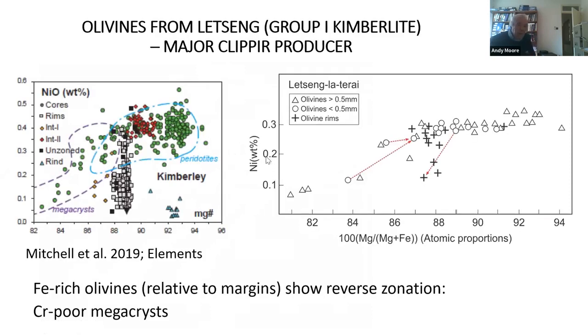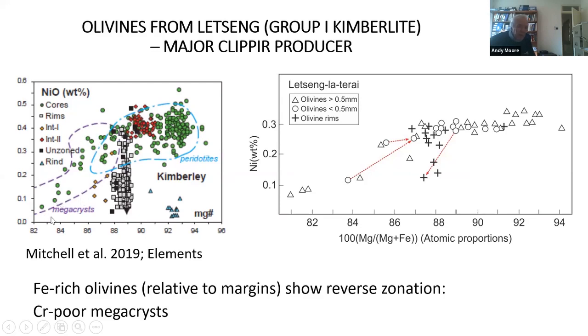Now, we're doing a quick diversion into olivines. This shows olivines from the Kimberley pipes, and the important feature is these gray symbols. These are olivine rims, and this would be a composite of all the Kimberley kimberlites. And relative to the composition of the rims, you get a group of iron-rich olivines.